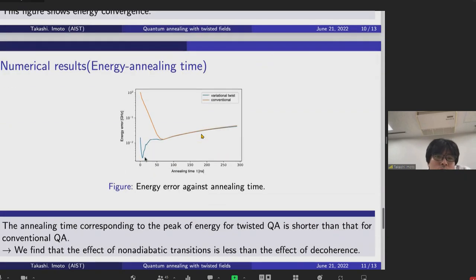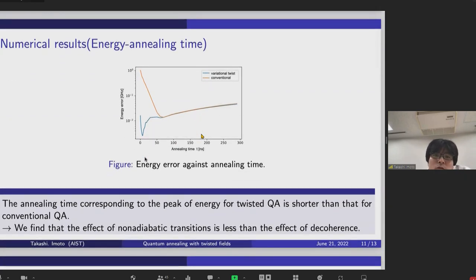And so next, the main result: energy against annealing time. The blue line means the variational twisted case, so our scheme, and the orange line means the conventional scheme. This label means annealing time. The annealing time corresponding to the peak of energy error for twisted QA is shorter than that for conventional QA. And we find that the effect of non-adiabatic transition is less than the effect of decoherence.